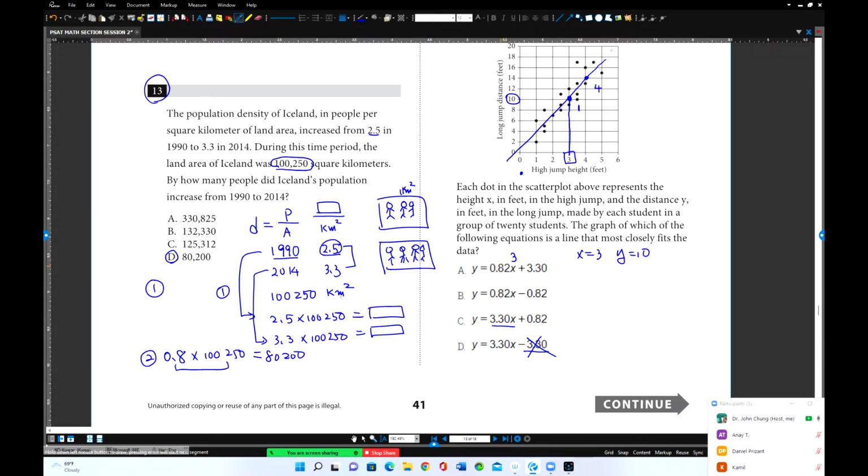2.4 plus 3, right? 3.82 times 3 is what? 2.4 times 3 is only 7.2. That's too much away from here. That is not correct. This is also not correct. This one is when x equals 3, 9.9 plus 0.82, very close to the number 10 over here, okay? You can use the point.